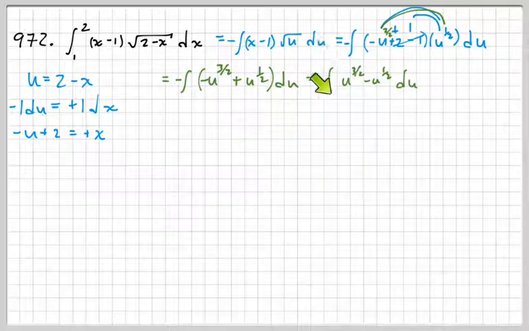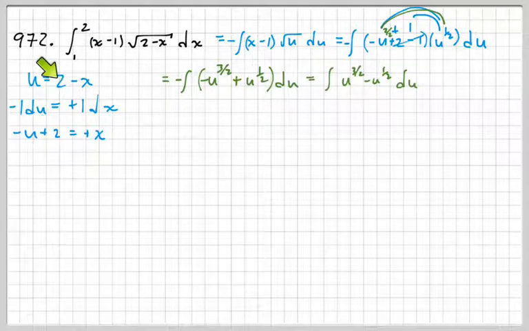Let's get our limits in here, just so we can finish the job. If we put u values right here, then we don't have to sub back in this in the end.